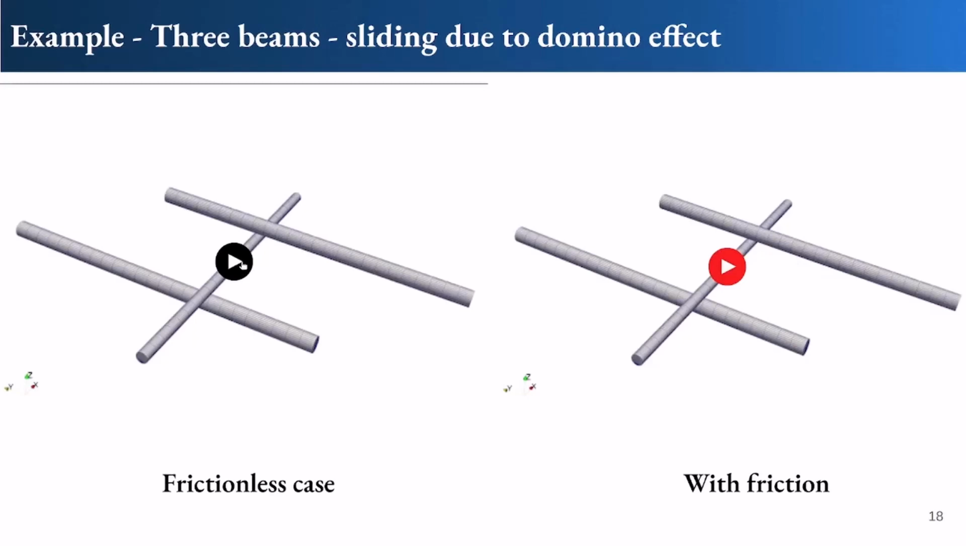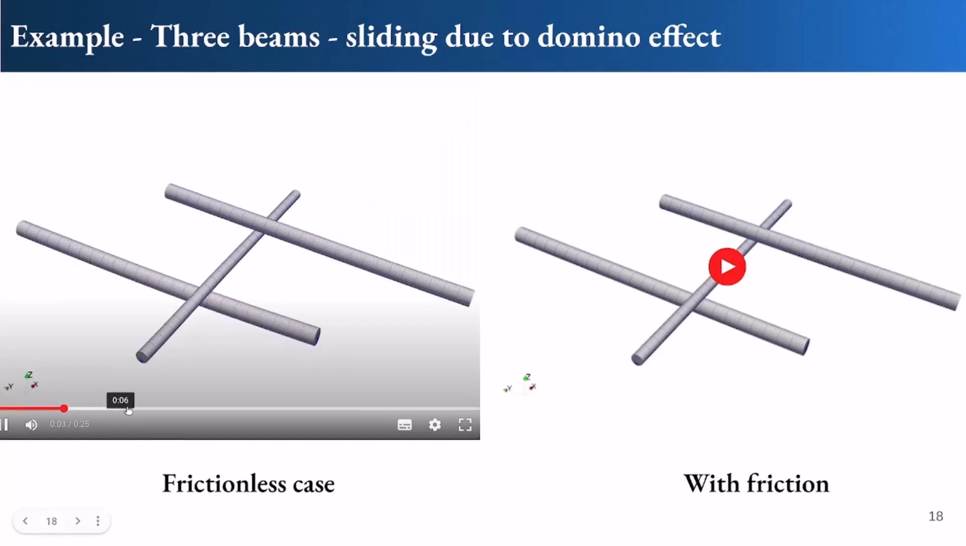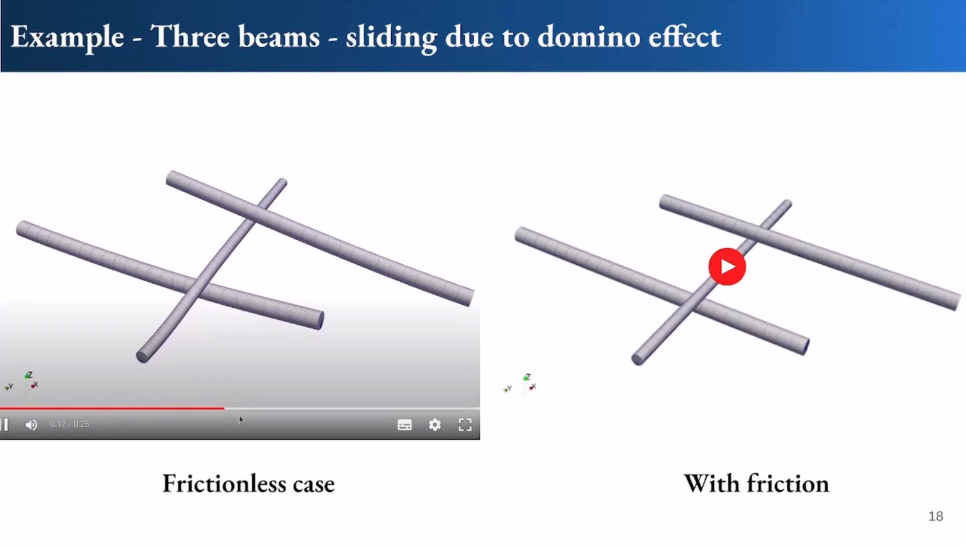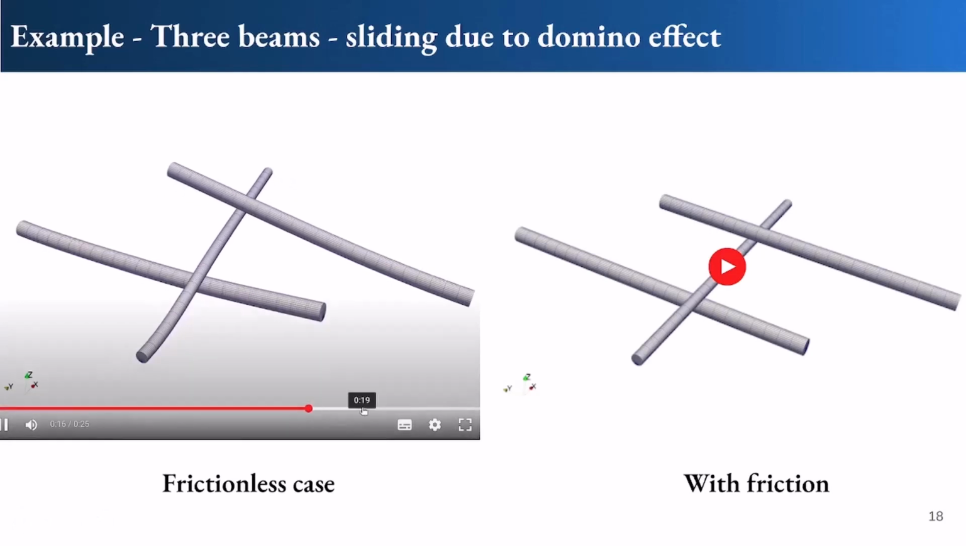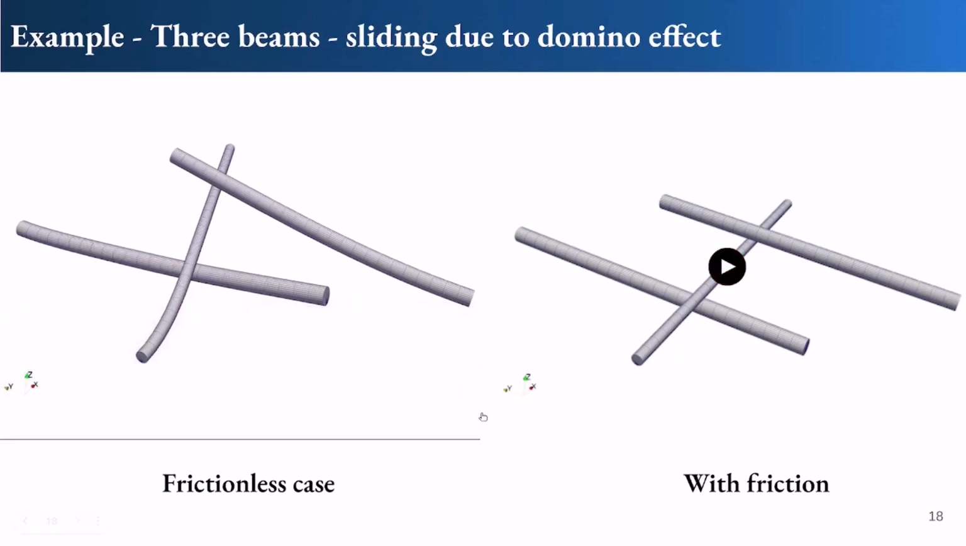So just to show you an example of where such problems are occurring, you have 3 beams where the first beam, shown by my slider over here, is being pushed up. So due to the domino effect, all the other beams are being pushed up. A frictionless case would look like this: the beams are moving, and you can see that there is a lot of sliding and a lot of contact happening. So that's a large sliding problem. The final motion is this.